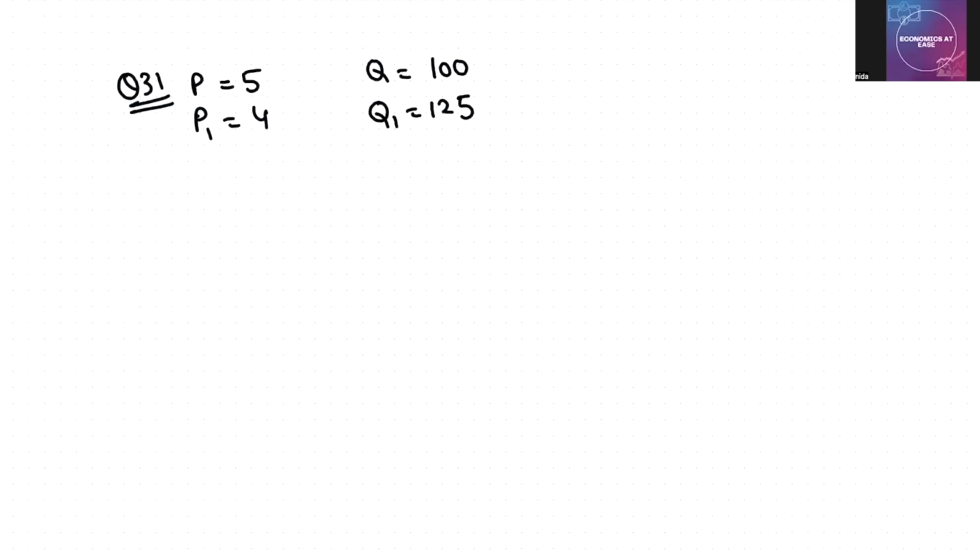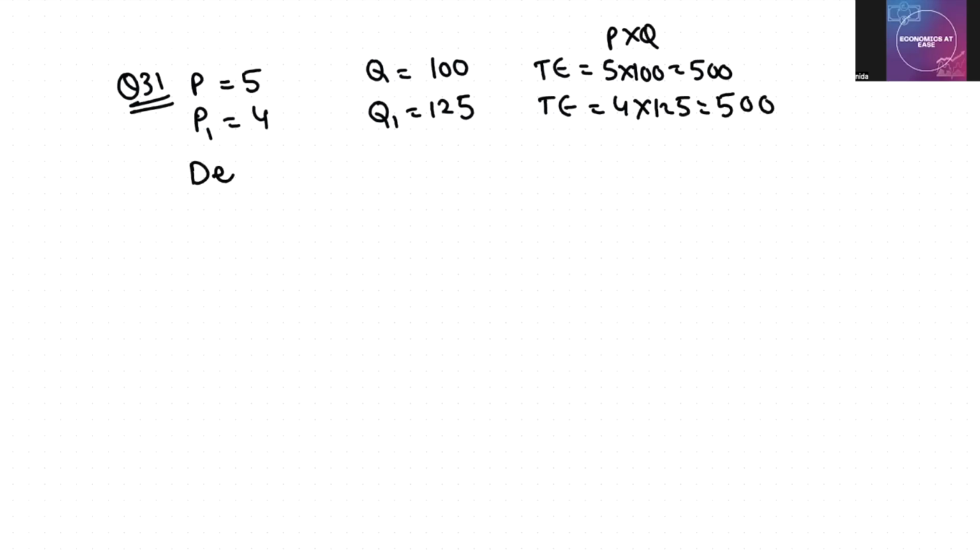We know that in the total expenditure method, total expenditure is P into Q. You know the formula. So price 5 into 100 gives you 500 total expenditure, and then 4 into 125 again gives you 500. So apply the same rule: demand is unitary, because there is a change in price but no change in total expenditure.